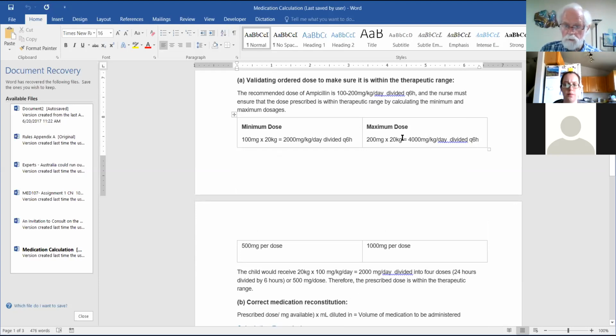So the maximum dose for this particular drug, ampicillin, might be 1,000 milligrams per kilo per dose, okay? Which is 4,000 milligrams per kilo per day divided into 4 doses. So it would be a maximum of 1,000 milligrams per kilo. This is a whopping dose, but nonetheless, some of these drugs can be given in huge doses. This would probably be infused rather than given as a single dose. And as I say, we'll go through infusion calculations next week.